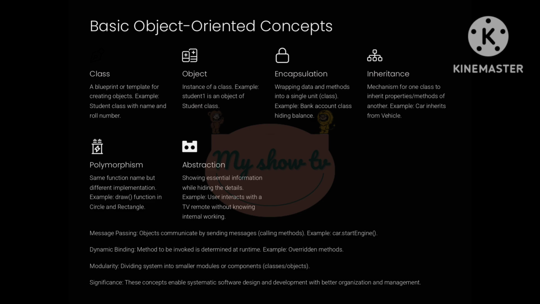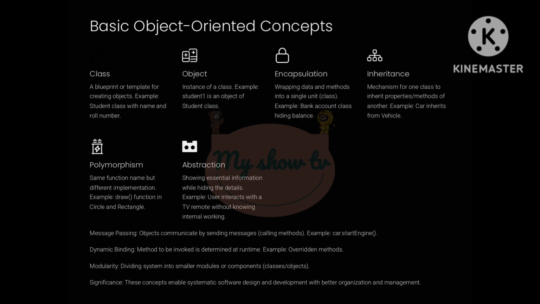Polymorphism lets us use the same method name but with different behaviors, like draw in circle and square. Abstraction lets us hide complex details and show only relevant parts, like a TV remote only showing buttons to users. Message passing is how objects communicate by calling each other's methods, like car, start engine.